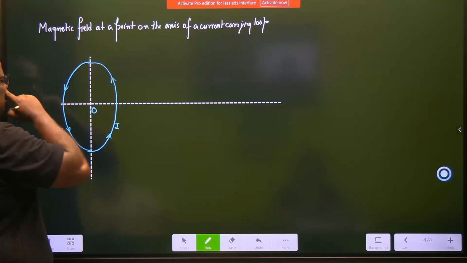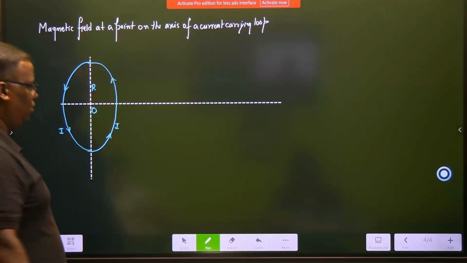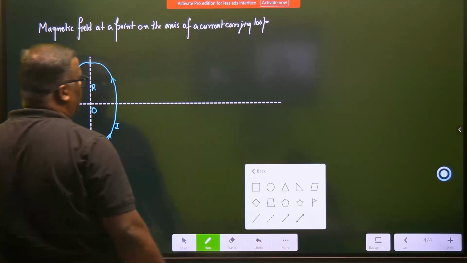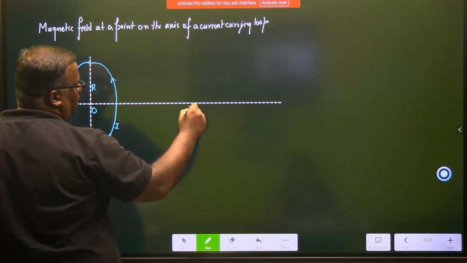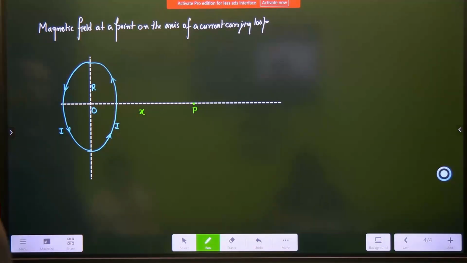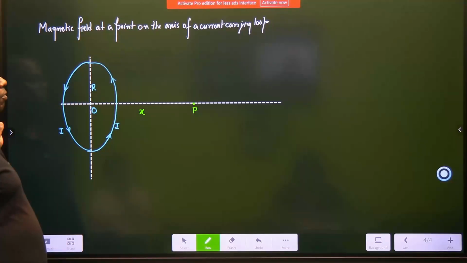O is suppose the center of the loop. R is the radius of the loop, and all you are interested in is finding the magnetic field at a point P. This is my point P, at a distance x from the center of the loop. Are you understanding? Current is now moving in a loop. I want to find the magnetic field at a point on the axis of the loop, at a distance x from the loop. The loop has a radius R and the current I is flowing anti-clockwise. That anti-clockwise is not a headache as of now.